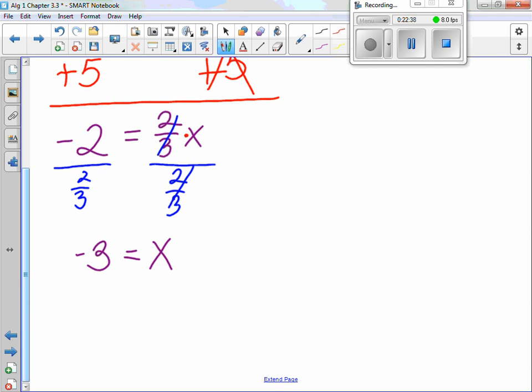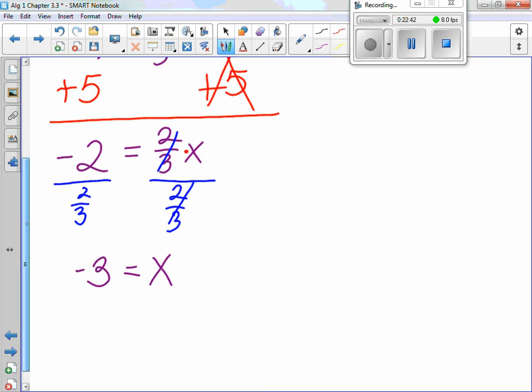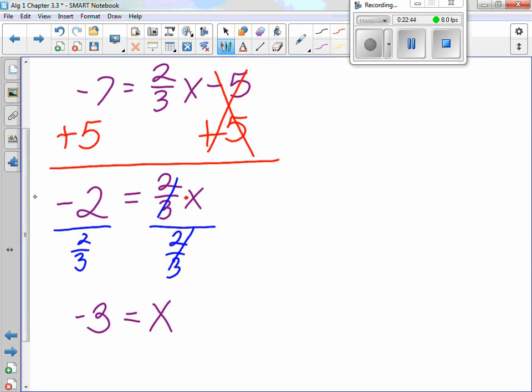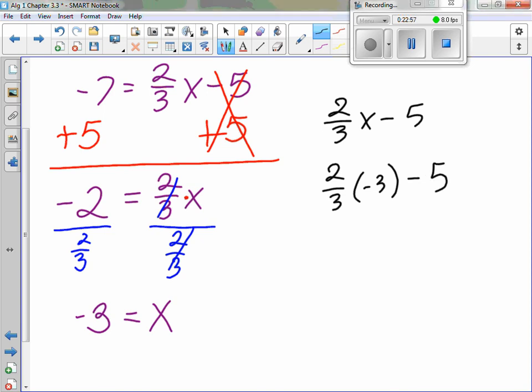Now, if you're not sure that you got the right answer, what we could do is plug it in. I could take the original statement, 2/3 x minus 5, and plug in negative 3. You can do 2/3 times negative 3 minus 5. You can plug that into the calculator and see what you get.